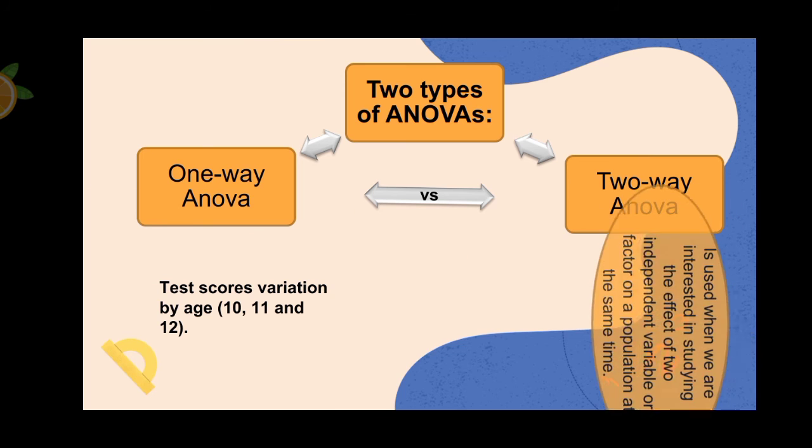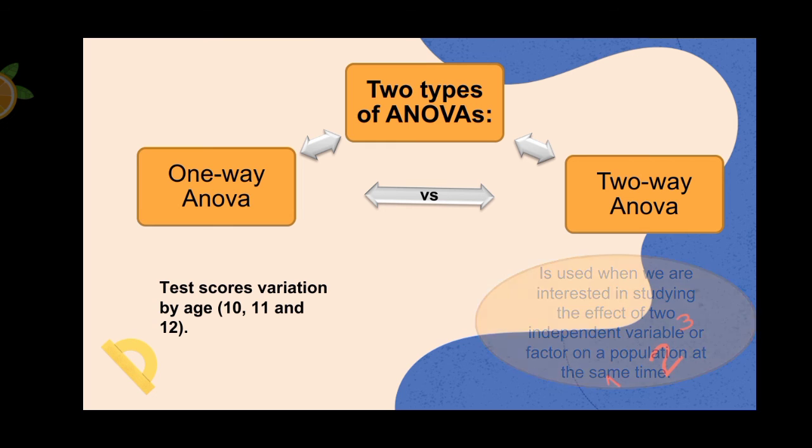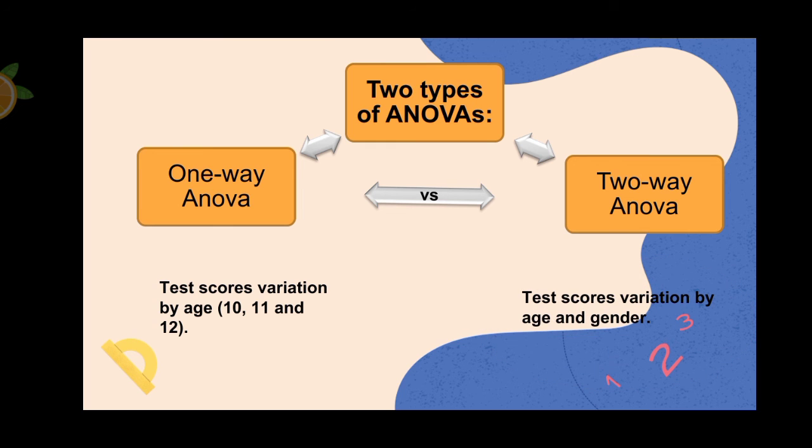A two-way ANOVA is used when we are interested in studying the effect of two independent variables or factors in a population at the same time. So in a two-way ANOVA, we have two independent variables, or factors, affecting a dependent variable. For example, we have test scores variation by age and gender. So if we want to know which factor is affecting our test scores, is it age or gender? So that's the idea of our two-way ANOVA.